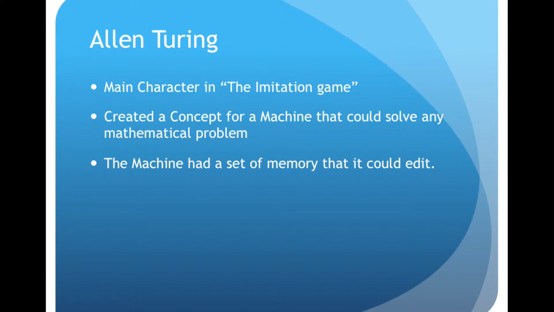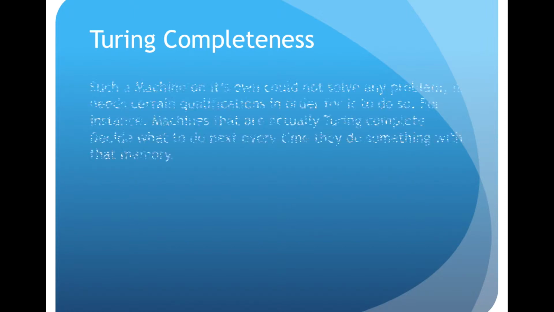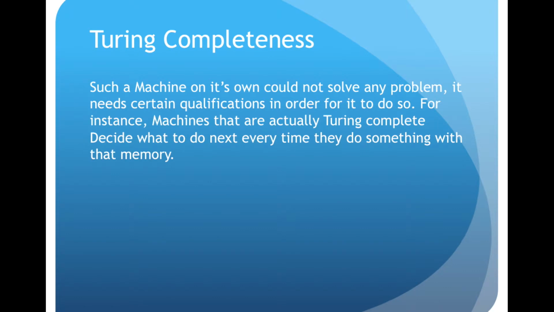The machine is based off of a set of memory: you have a machine, and that machine goes around and edits the memory according to a certain set of rules. Now, in order for something to truly be Turing complete, it doesn't just have to edit this memory like that, it also has to meet a few qualifications. We're going to talk about those now.